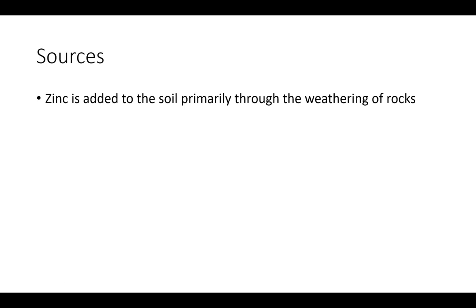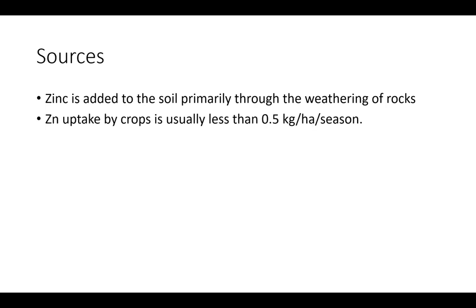Where do we get zinc from? It comes from the breakdown of parent material in the soil. Zinc is added to the soil primarily through the weathering of rock. Zinc uptake in crops is usually less than 0.5 kilogram per hectare per season. This is quite small. Zinc application may depress the uptake of cadmium. They looked at this back in the 1960s to see what might remove some of the material that could be toxic in the soil. Zinc is an important element. It doesn't take much of it. It is required everywhere by plants and by higher organisms as well.